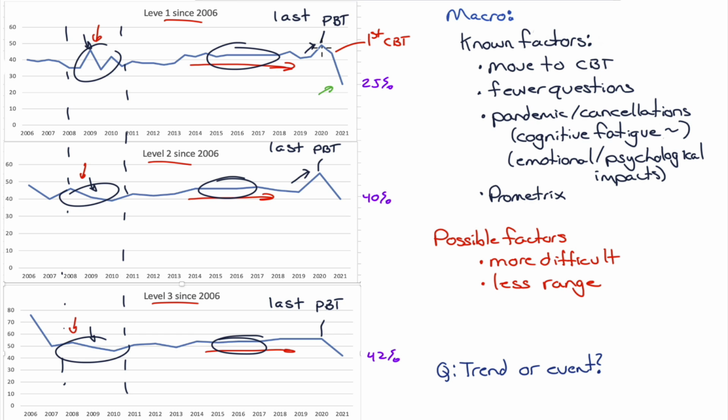This peak right over here, this is the last paper-based exam. So level 1, level 2, and level 3 really didn't have a peak in it. Again, consistent with its lower volatility. That's the last paper-based exam.